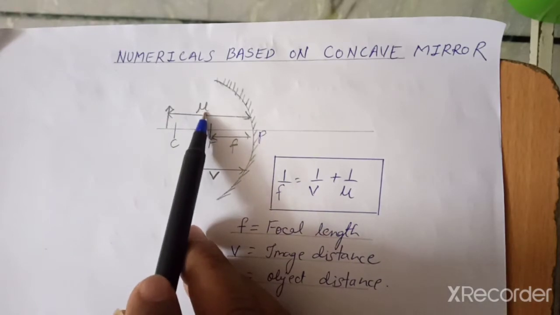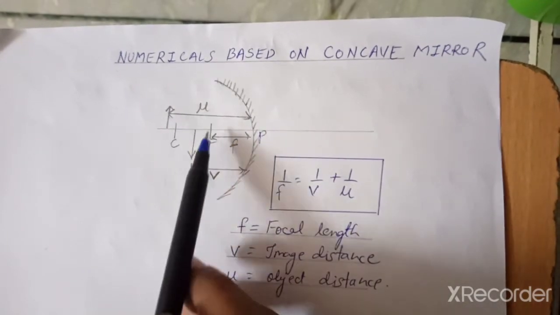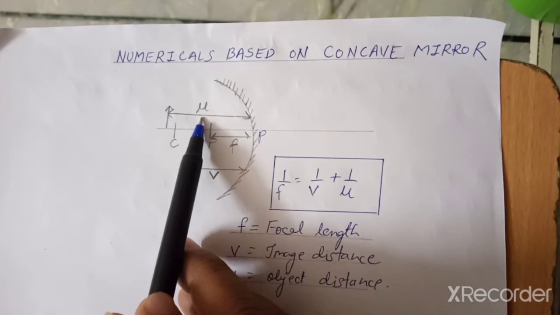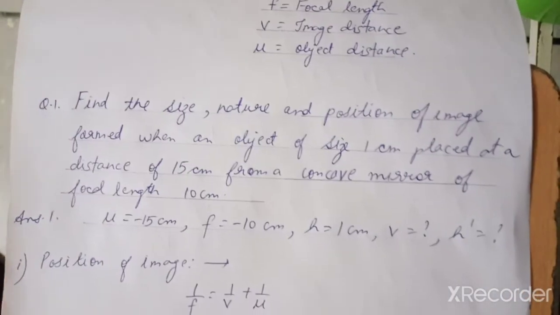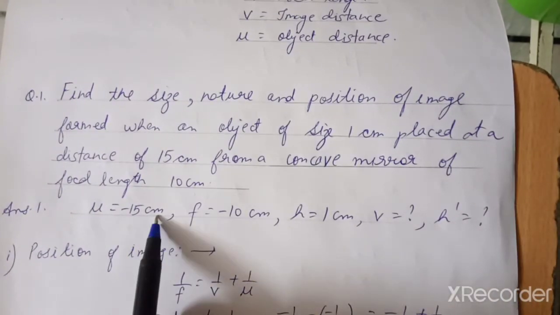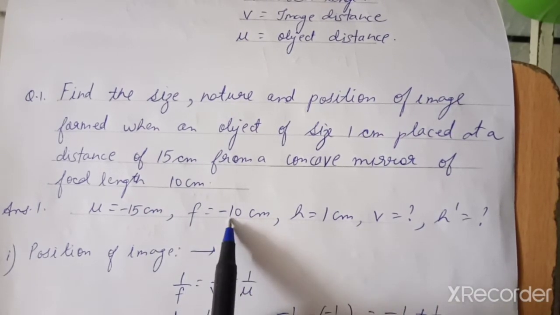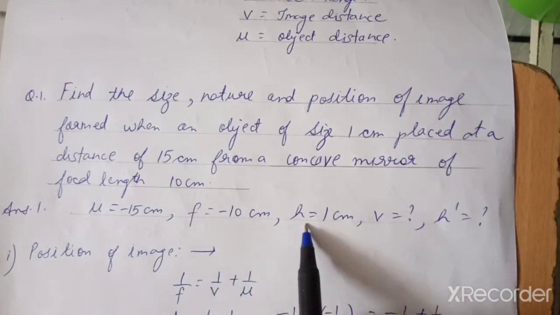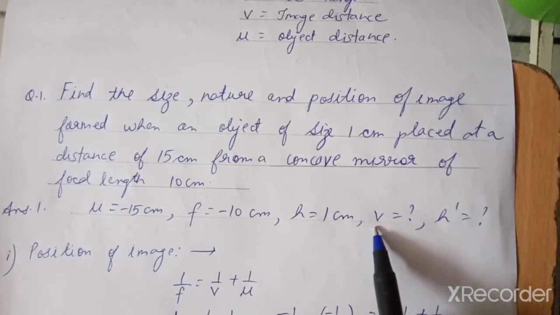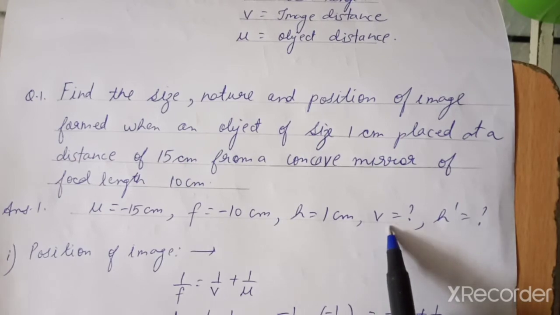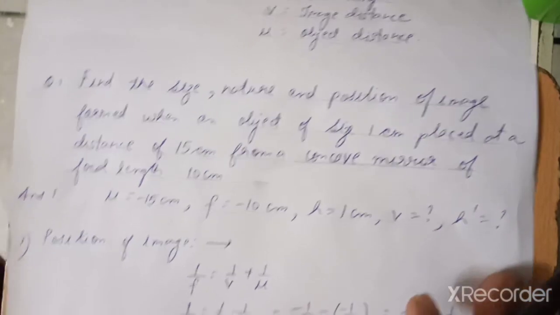It means u is given, and since it is on the left hand side, u will be considered negative. So u equals minus 15 centimeter, f equals minus 10 centimeter, because the focal length of the concave mirror is also towards the left hand side. Height is 1 centimeter. You have to calculate the image distance and the height of the image.